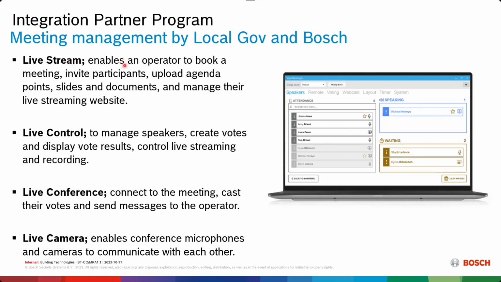So it starts with inviting the participants. You can create the total meeting in advance. You have the agenda, all the slides, and then stream all that information directly to a website where the inhabitants of such a city can directly see the meeting of the city council.